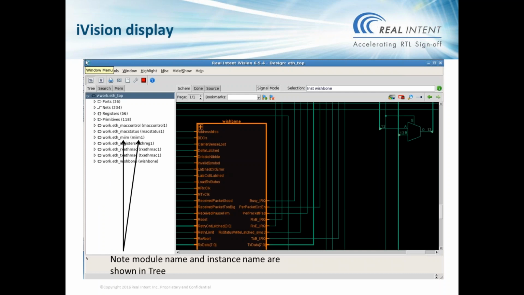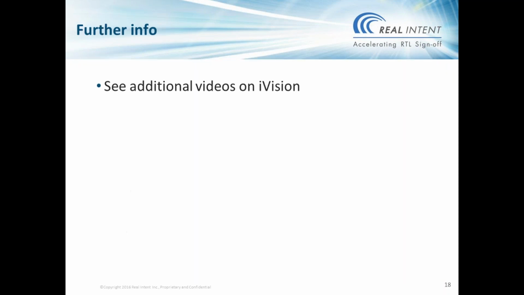Typically the iVision display, and I'll show you a live demo of this in a moment, typically shows in the hierarchy view the module name and the instance name in the design tree. And you can actually see the schematic view quite quickly. There are many things you can set up within iVision, and we'll have a more detailed tutorial on iVision as a short tutorial later.